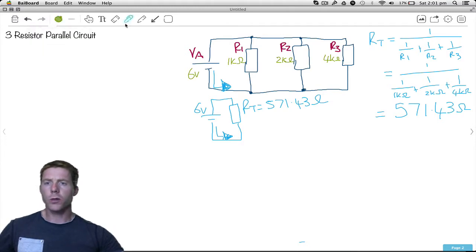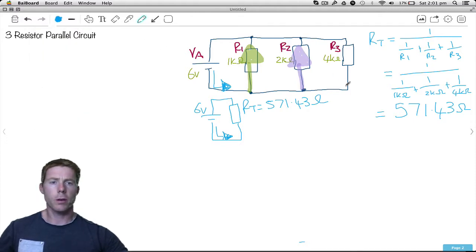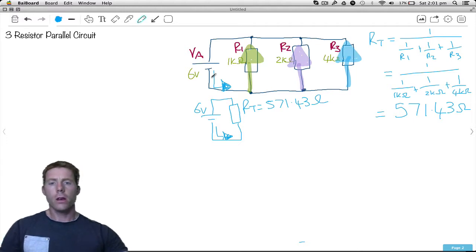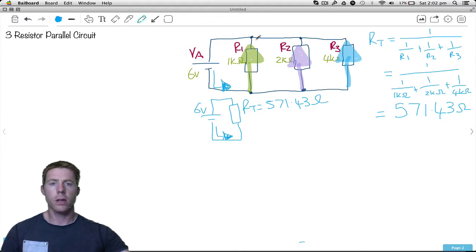Now let's discuss these three in parallel just a little bit more. We're going to have a certain amount of current going that way, a certain amount of current going that way, and finally, let's go light blue, a certain amount of current going that way. We're going to start off with the total current this way. That total current would split up, some that way, some that way, some that way. And then up the top they recombine. That plus this, and then that plus this, we're back to the total again.